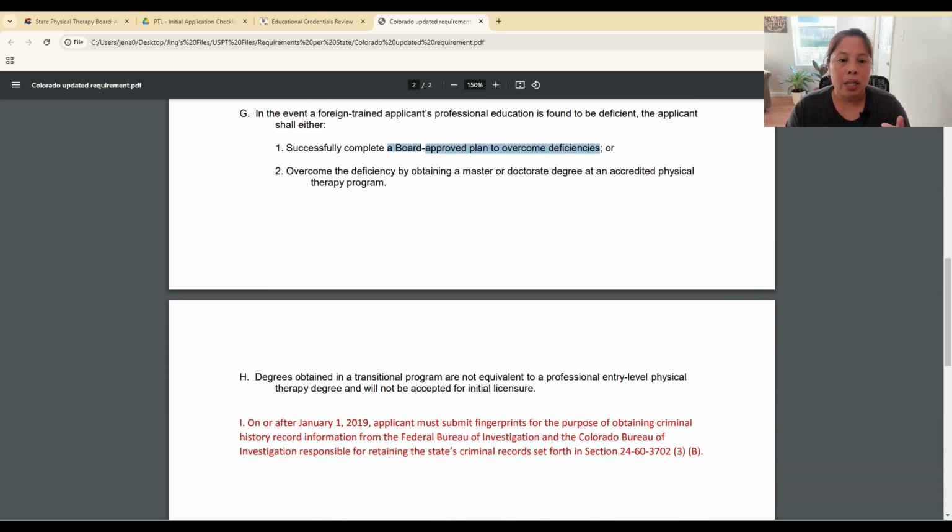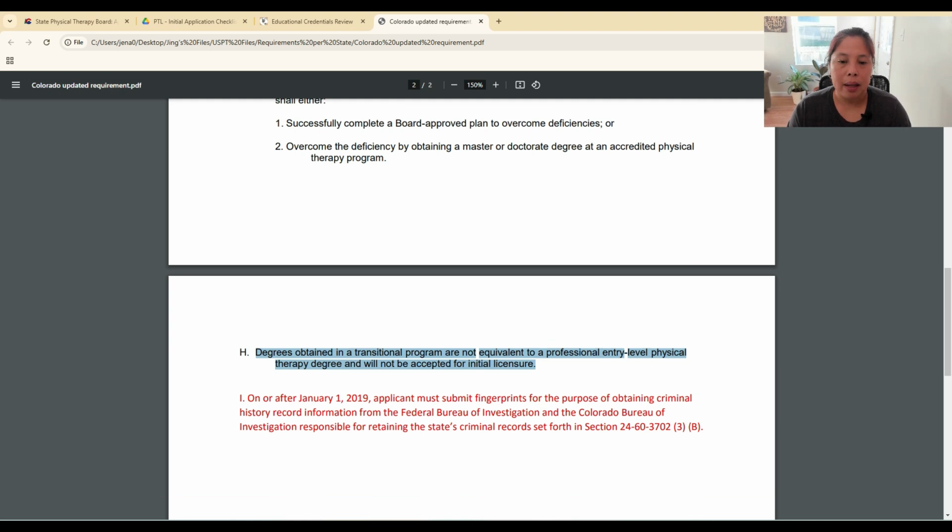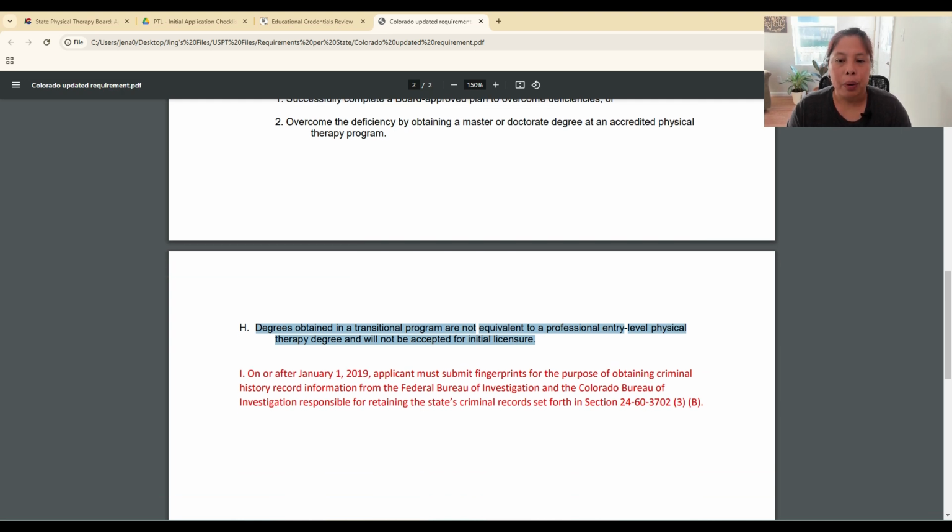Okay? So degrees obtained in a transitional program are not equivalent to a professional entry-level physical therapy degree and will not be accepted for initial licensure. Okay? So on or after January 1st, 2019, the applicant must submit fingerprints for the purpose of obtaining criminal history record information from the Federal Bureau of Investigation, or FBI, and the Colorado Bureau of Investigation, responsible for retaining the state's criminal record set forth in this section.